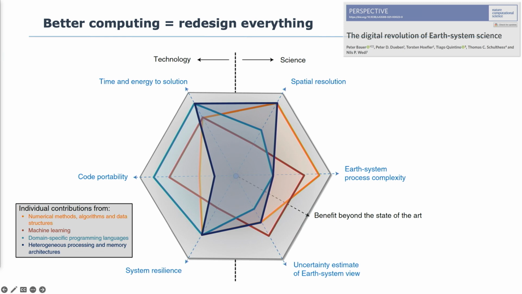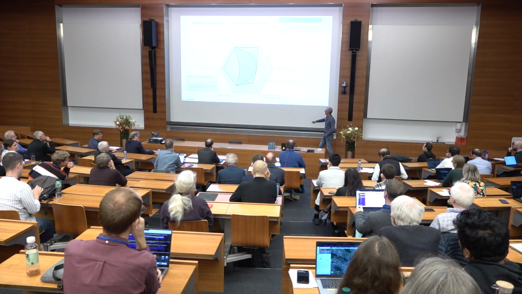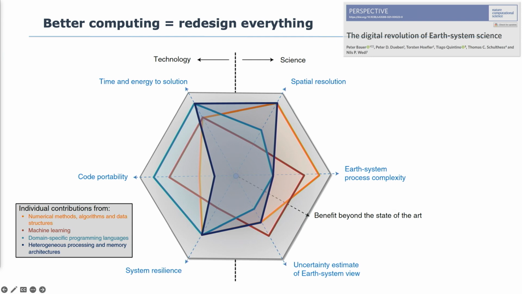So you want to have time and energy to solution optimized because you want to be quick. You want to port your code from one machine to another. You want to have resilience. I mentioned the 99%. We want to have spatial resolution. We want to add more processes because Earth is complex. And we want to run ensembles for uncertainty estimates. And then we did an estimate, if we invested in everything that's in the box there, how would that score, or how much would that drive us into the right direction? And we came up with that graph.